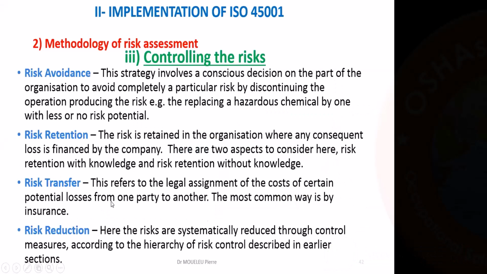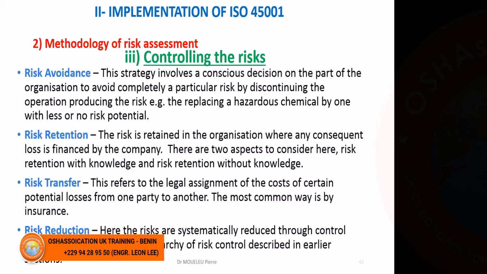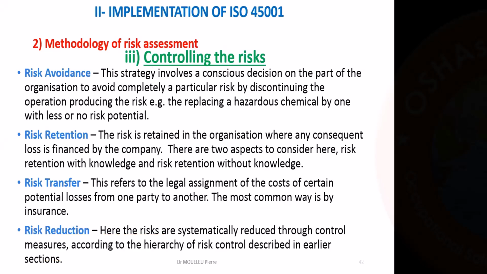And now, facing the risk, there are four actions that you can do: risk avoidance, risk retention, risk transfer, and risk reduction. Risk avoidance will be for you to replace, for example, a hazardous chemical by one with less or no risk potential. Risk retention is the fact of retaining the risk in the organization, where any consequence loss is financed by the company. In this case, it is when you are working knowing that the risk is there.